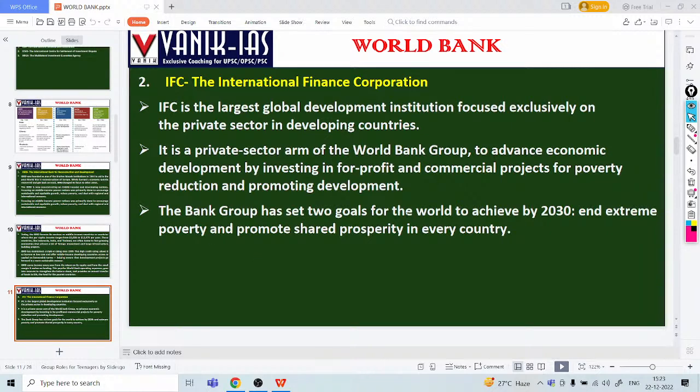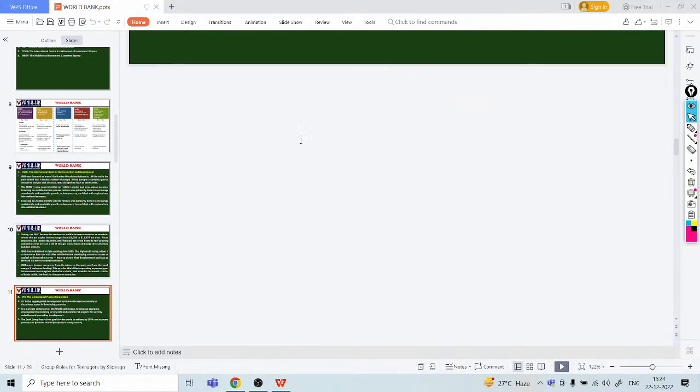The Bank has set two goals for development to achieve by 2030: end extreme poverty and promote shared prosperity in every country. So this led to the private sector in the countries.